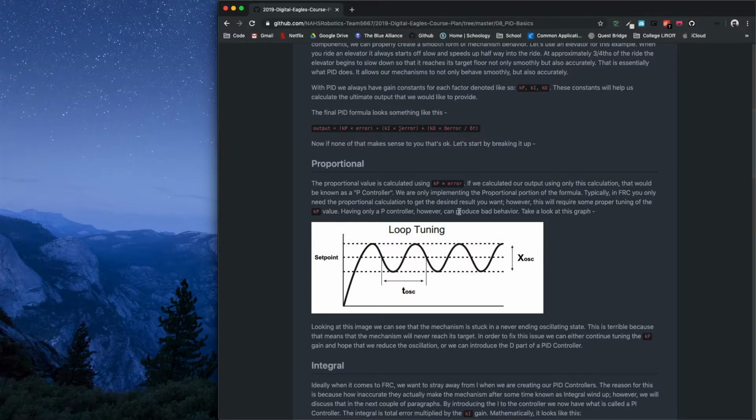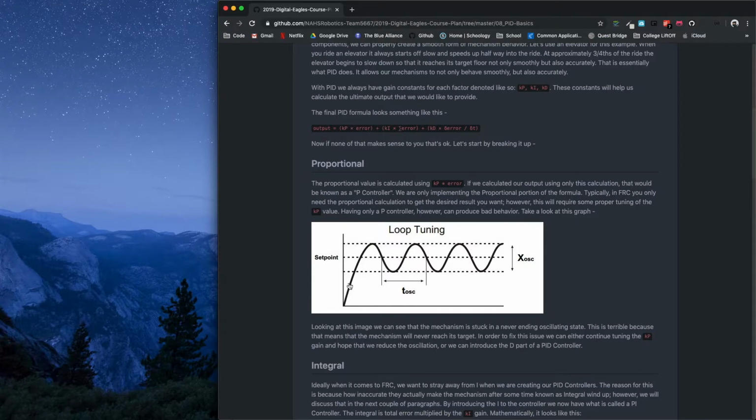So if we're only implementing a P controller, then that typically solves most problems that a PID controller would need to solve. You can essentially get the desired result you want with just a P controller, but it will take some extensive tuning in order to get the proper KP value. Now, having only a P controller can sometimes produce bad behavior, and what that bad behavior would be is essentially this graph. So let's take a look at this graph.